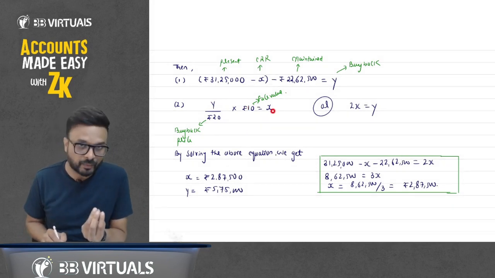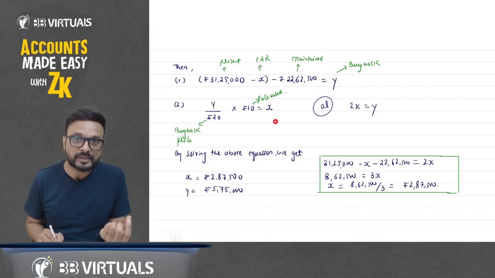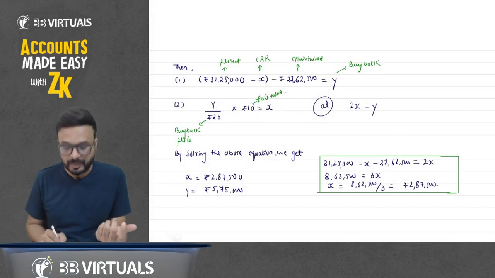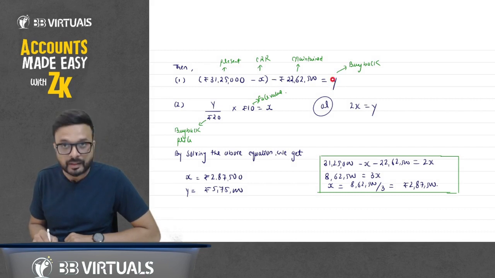So the CRR amount will come. Y divided by 20 is the number of shares, multiplied by 10, which is the face value. So the amount of CRR will come. Can I write this: Y divided by 20 multiplied by 10 equals X? Can I say 2X equals Y? Now put 2X here in the place of Y and solve the equation. You will get 2,87,500.